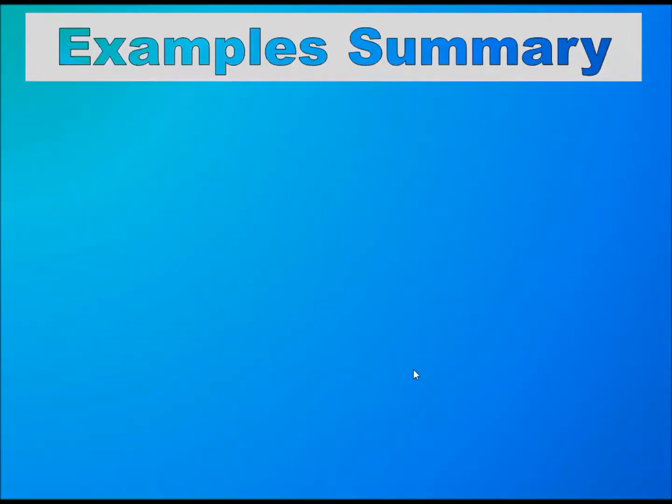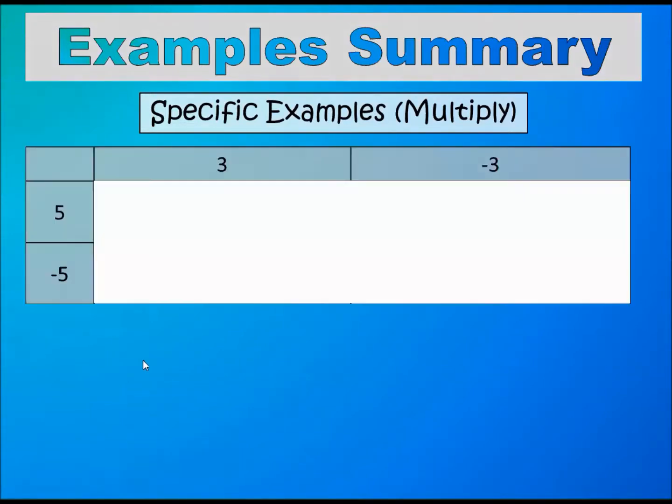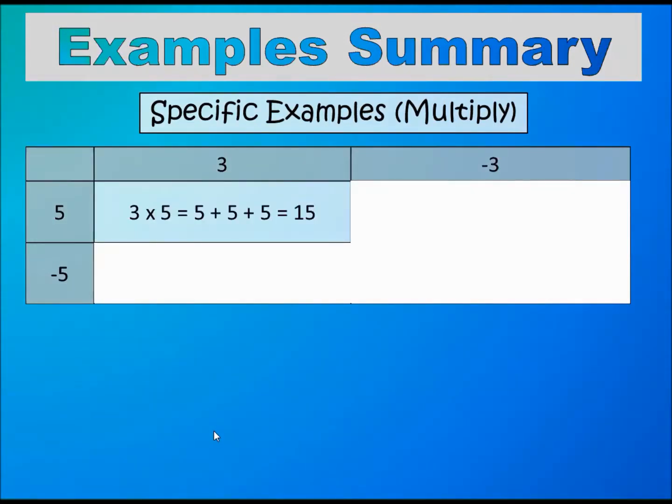Let's go over a summary of what we learned so far. Let's first go over specific examples when we multiplied positive or negative 3 and positive or negative 5. We learned that 3 times 5 is equal to 5 plus 5 plus 5 using repeating addition, which is 15.